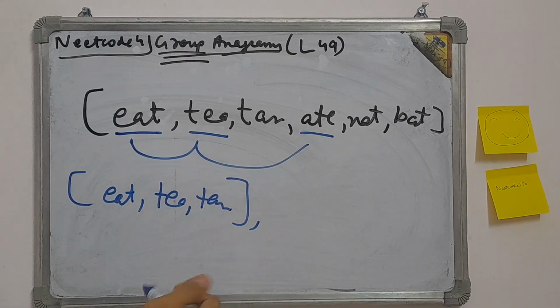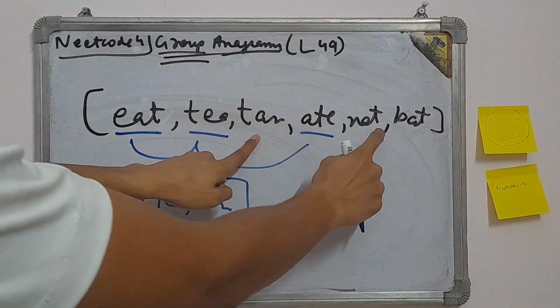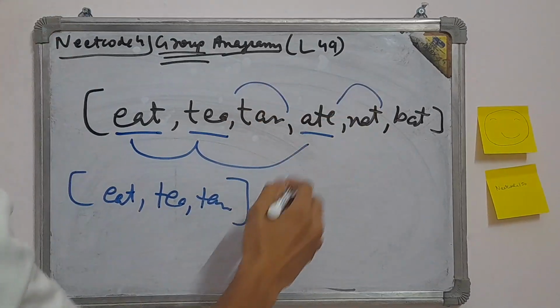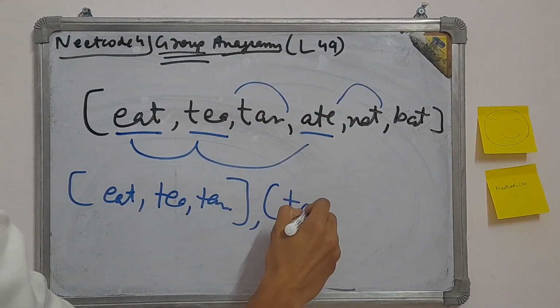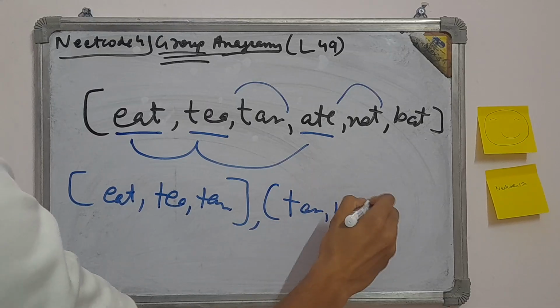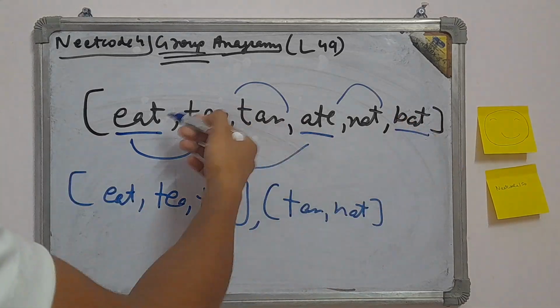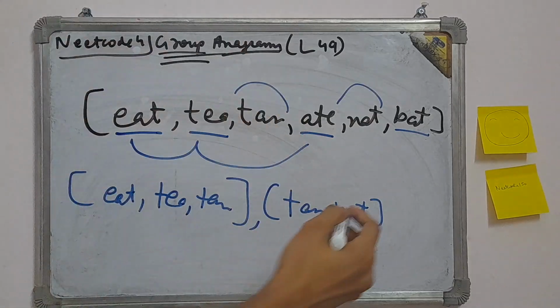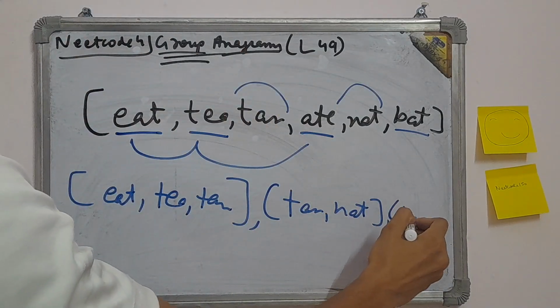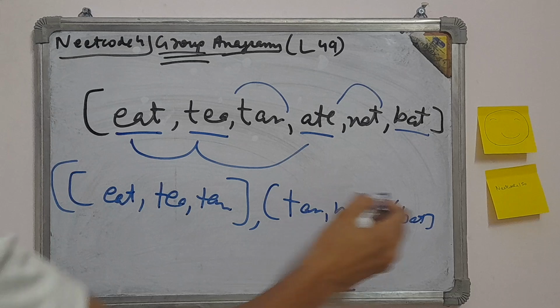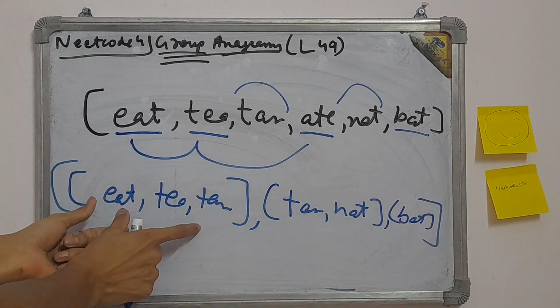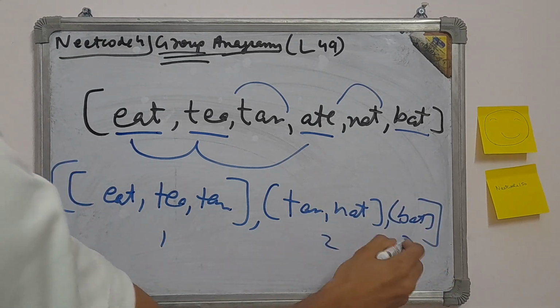This is an array. Now we see tan and nat. So this is also a group. So we write this in a group as well: tan and nat. And this one is alone, no similar pattern. So we just make a new array of this, bat. And this is the array we have to return, because we have made groups of anagrams. It is group 1, group 2 and group 3.